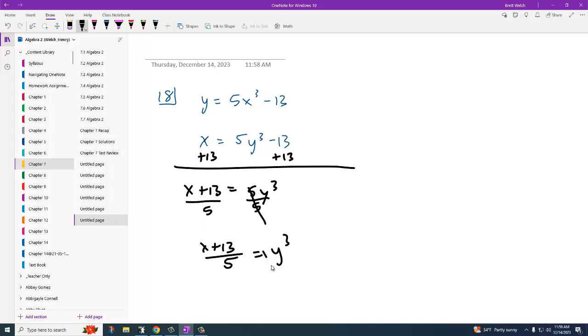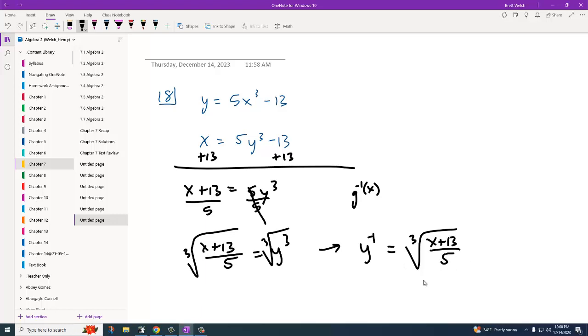And to get rid of a cube, I'm going to cube root. And when I cube root, I want to make sure I cube root the entire thing. So my final answer would be y inverse, which would be y to the negative 1. Sometimes you'll see it g to the negative 1. It depends on what the equation was named. This was named y to begin with. So we'll say y inverse is the cube root of x plus 13 all over 5. You can tell everything is in the root. I don't have anything sticking out. Okay.